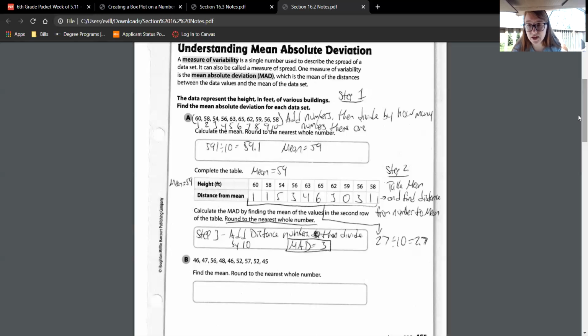27 divided by 10 is 2.7. If you look at that 7, 7 is higher than 5, so you would round up. So your mean of absolute deviation is 3. Hopefully that makes sense to you guys.